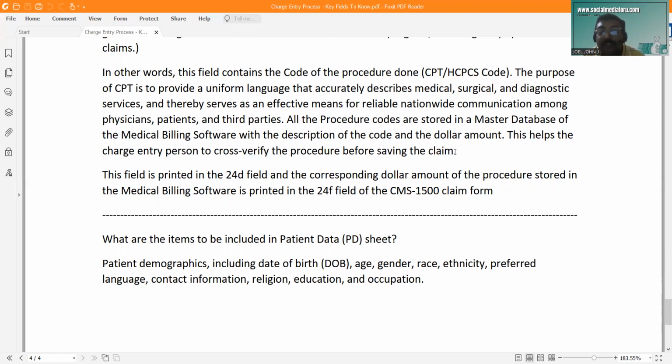All these are stored in the master database. Even though it's stored in the master database, you can do a manual check to verify that and then send the form to avoid errors. This field is printed in 24D, and the corresponding dollar amounts of the procedure stored in the medical billing software are printed in the 24F field of the CMS 1500 form.